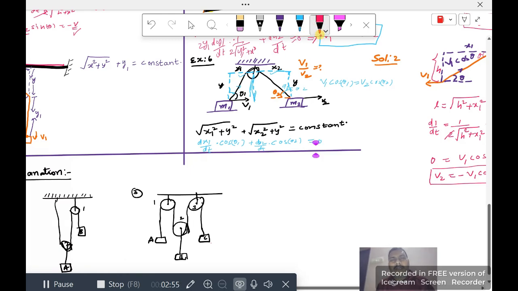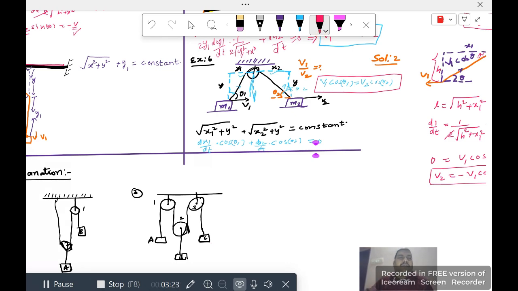So you receive the answer. Means you got it here, v1. So dx1 by dt represents v1, dx2 by dt represents v2. So v1 cos theta 1 equals v2 cos theta 2. In the general equation, differentiating this one will give accelerations. With respect to time, not theta. With respect to time, dv1 by dt is equal to a1. Theta we are not differentiating.